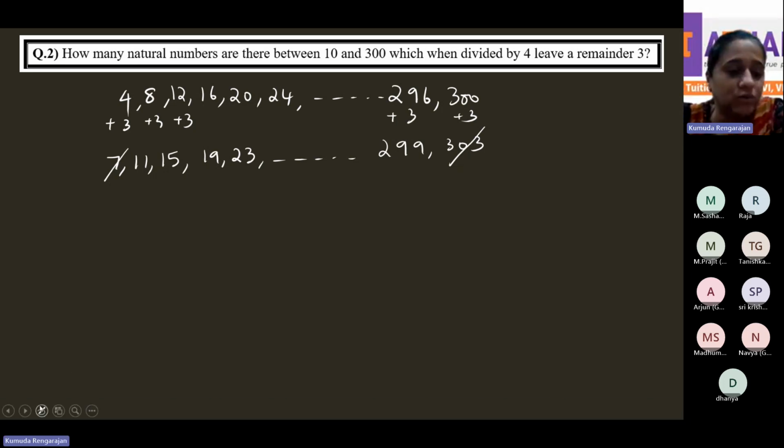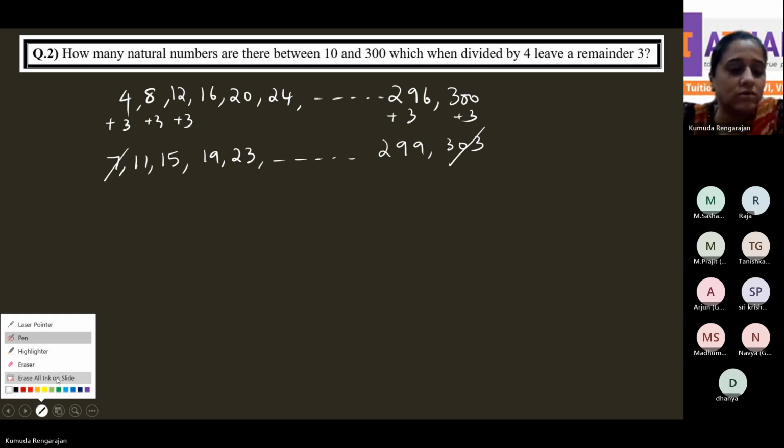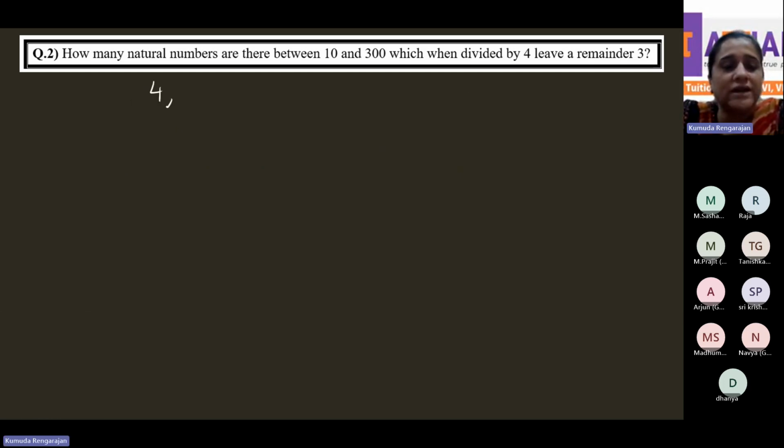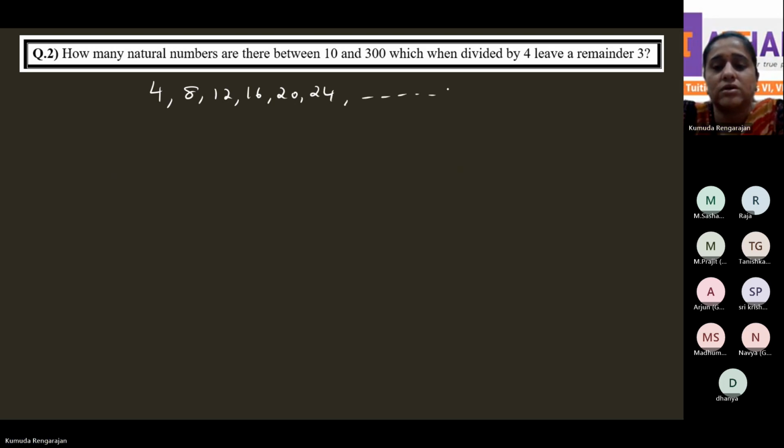I just want to write the sequence again for you. So I said you can take a few numbers forwards and backwards. So 4, 8, 12, 16, 20, 24, 296, 300. Now leave remainder 3. So plus 3, plus 3, plus 3, plus 3.